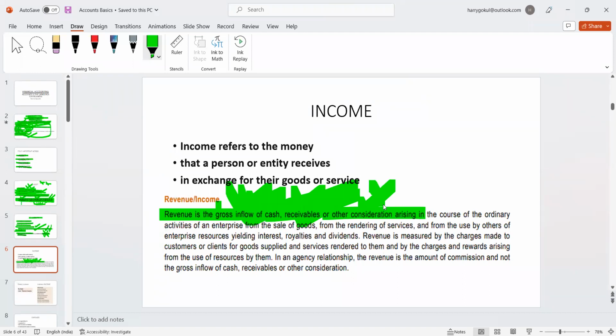So instead of 10 lakhs, she gave me 10 lakh worth of tires. Okay, like a barter system, something in consideration, which arises in the ordinary course of activity of an enterprise, which is nothing but my main objective of the business, the selling of products, selling of goods. What are the things which you can see? It comes under the classification of goods, or from rendering of service. Maybe service means which you can't see, like intangible, tangible or intangible.